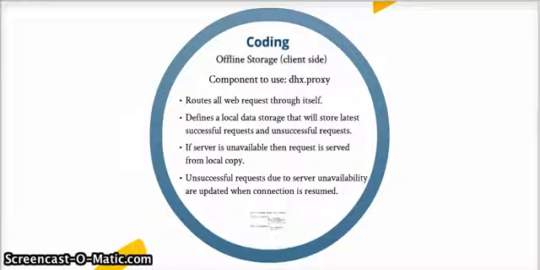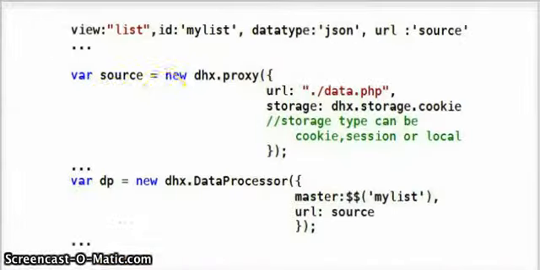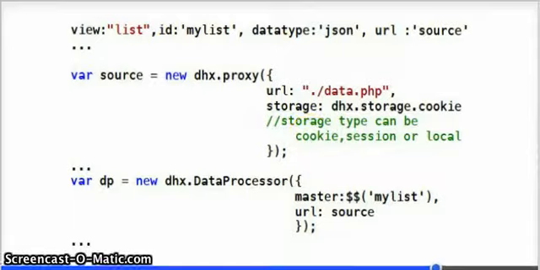As I said, it offers offline storage, and it can be utilized using dhx.proxy objects. What this object does, it routes all the web traffic through itself, all the web requests through itself. And if the server is not responding, or if internet connection is down, it would serve requests from its local cache. Or if there are unsuccessful requests for updating or deletion, it will just keep them to itself until the connection is resumed. And when the connection is resumed, it pushes all the changes to the server. And the code for doing this is here.